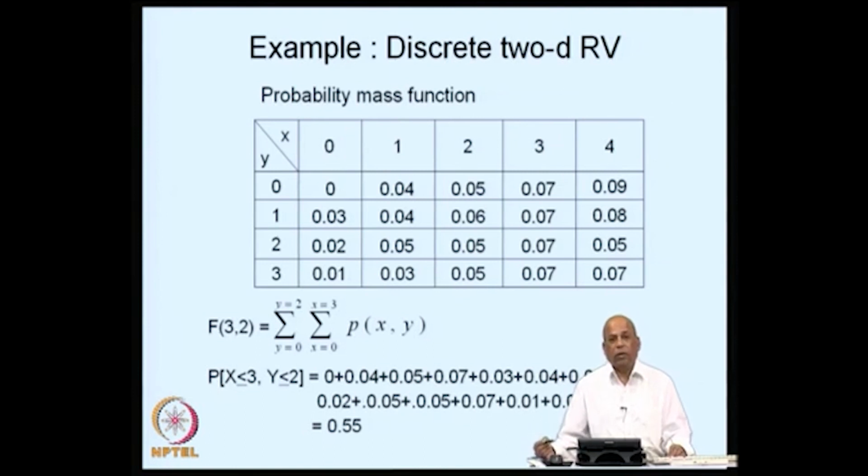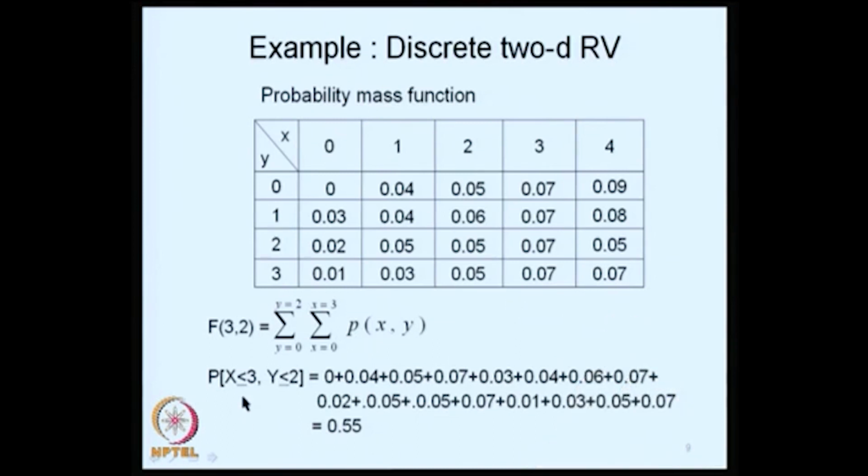Now, from this we should be able to get the probabilities. Let us say we are interested in the probability that x is less than or equal to 3 and y is less than or equal to 2. So, we identify the region in this range space of x, y in which we are interested. For example, we identify the region where x is less than or equal to 3 and y is less than or equal to 2.